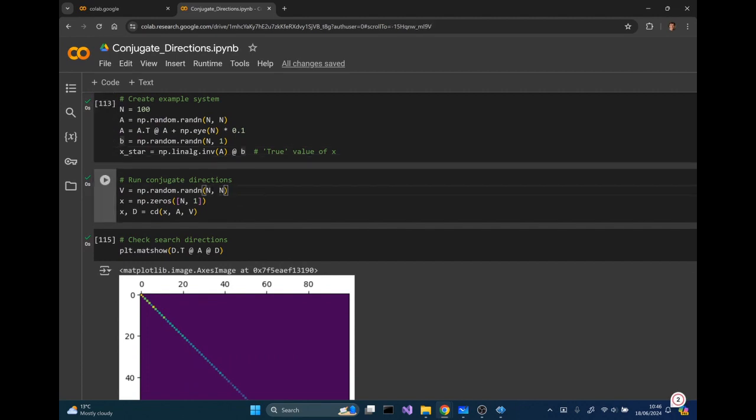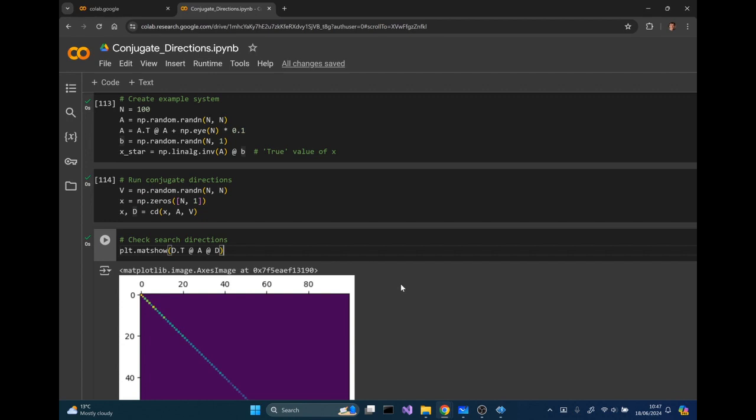We said that you have to choose the V's so that they're all linearly independent. Here I've just picked them randomly, being a little bit lazy. For the initial guess at X, I've just set that all equal to 0, i.e. a vector with zeros. And then here we run conjugate directions to output our estimate of X, and also, as we said, our matrix of search directions.